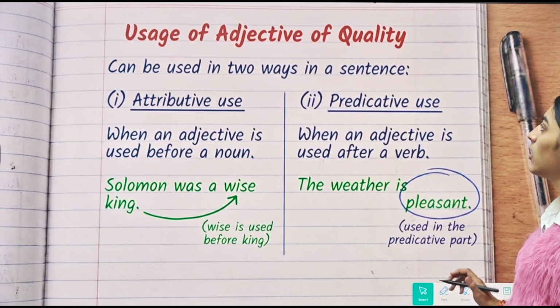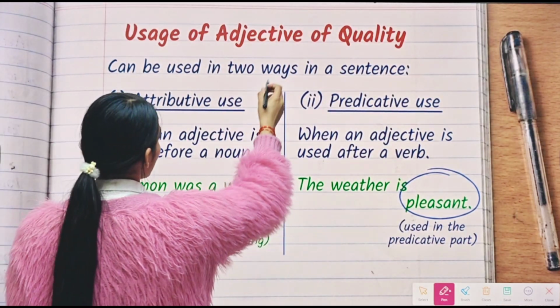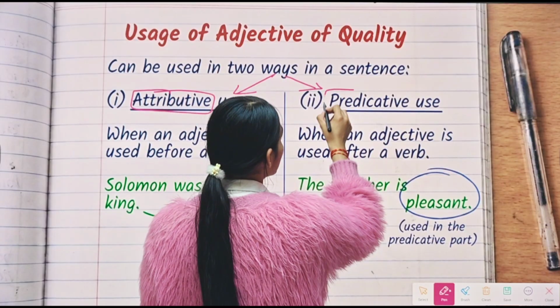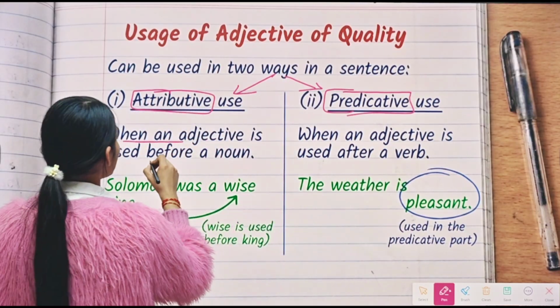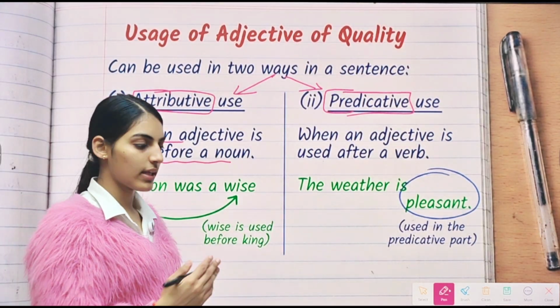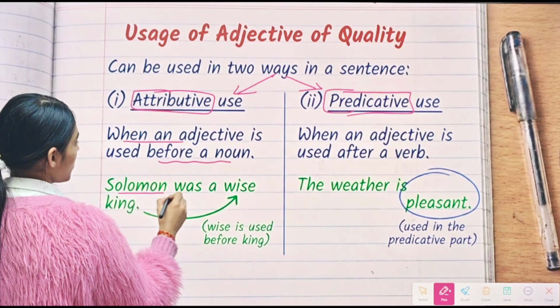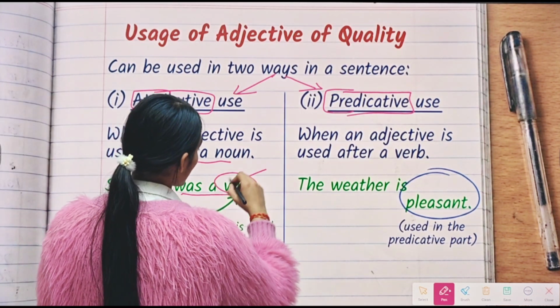Now moving on to the use of adjective of quality. It can be used in two different ways. First is attributive use and second is predicative use. Let's see the attributive first. When an adjective is used before a noun, as I told you, how will it be used? Solomon was a wise king. Here king is a noun and before that we have used wise.